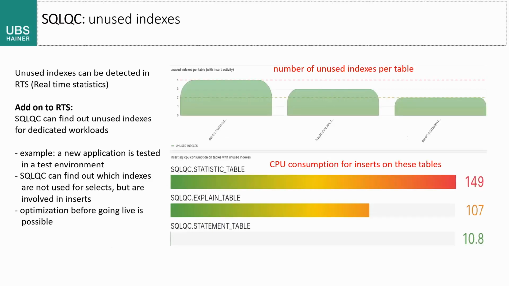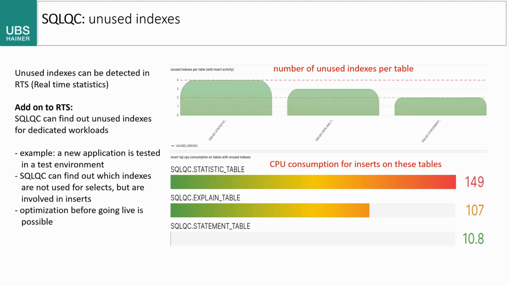Good. There are a lot of additional information available. For example, you can find similar information in the real-time statistics. For example, you can look into the explain statistics. So, for example, what we see here is which indexes are not used. But the difference to real-time statistics here is that you can specify a specific time frame which should be investigated.